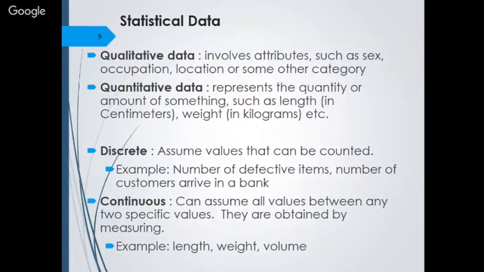And continuous data can assume all the values between two specific values. For example, we are measuring length or weight. So we can specify all the values, for example, length between 10 and 12. We can take any values: 10.1, 10.2, 10.3, or 13.4, any values. In the case of length and weight, such types of data we classify under the continuous category.